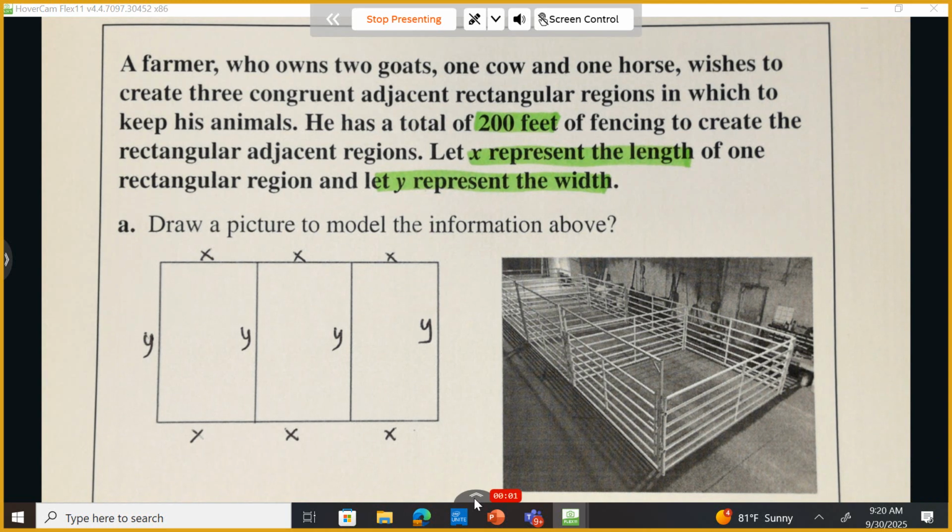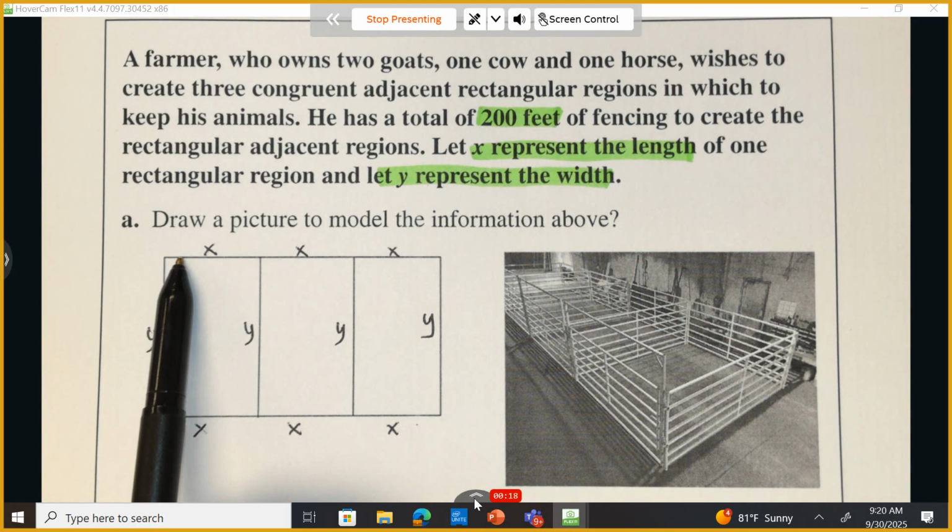A farmer who owns 2 goats, 1 cow, and 1 horse wishes to create 3 congruent adjacent rectangular regions in which to keep his animals. He has a total of 200 feet of fencing to create the rectangular adjacent regions. Let X represent the length of one rectangular region and let Y represent the width.